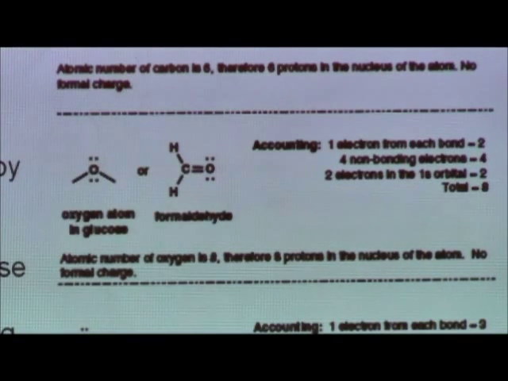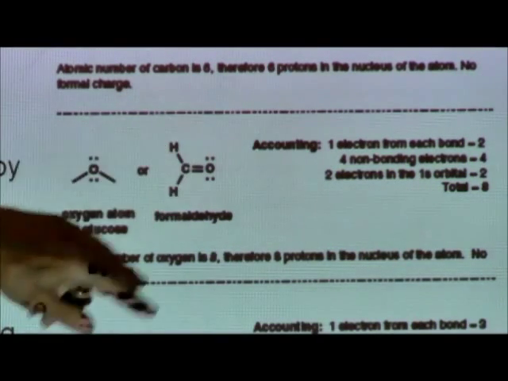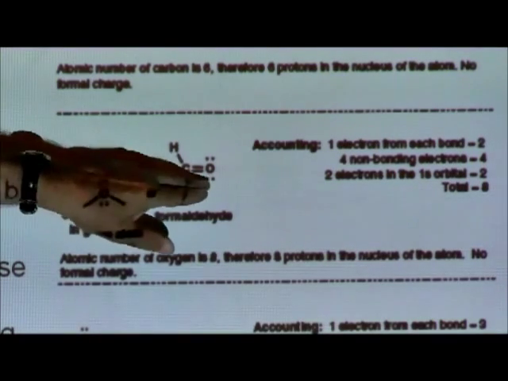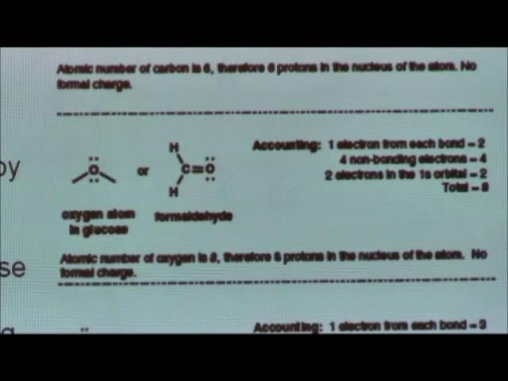1, 2, 3, 4, because the lone pairs belong entirely to the oxygen and surround the oxygen, plus 1, 2, 3, 4 in each of those bonds. 1, 2, 3, 4, 5, 6, 7, 8, and 2 make 10 in the 1s orbital. We've got the electron configuration, a sort of faux electron configuration, of neon.